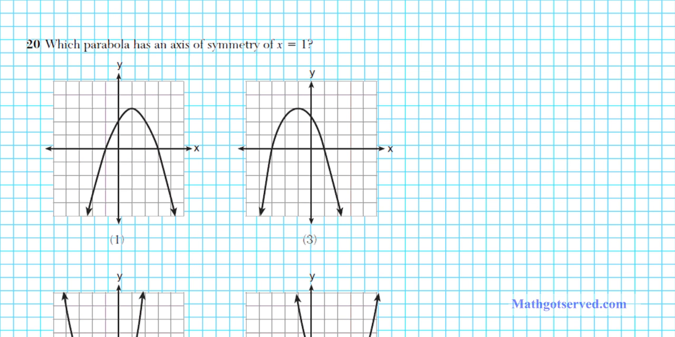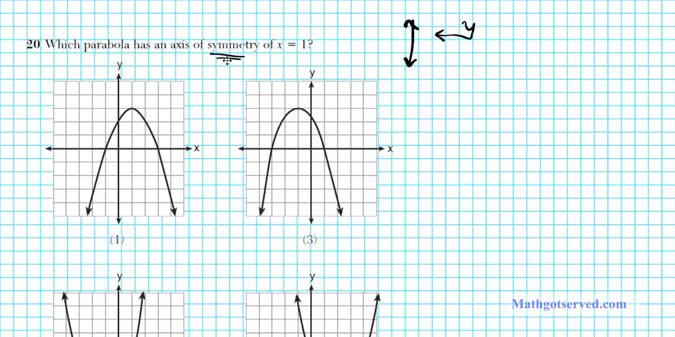All right, let's take a look at problem 20. It says, which parabola has an axis of symmetry of x equals 1? Do you know what the equation x equals 1 looks like? We just talked about that earlier. Remember, when you have a special case of the equation of a line, if you have just x by itself, x points straight down, okay? And then y points across. So we're going to look for a vertical line that is a line of symmetry.